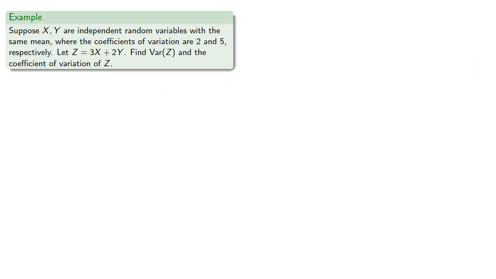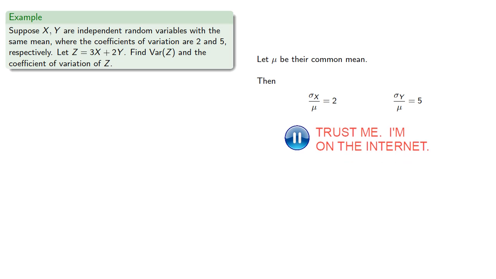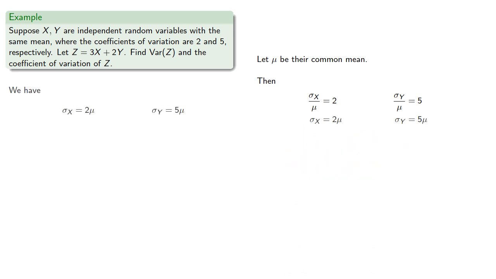Or suppose we have two random variables, and assume they're independent with the same mean, where we have coefficients of variation, say 2 and 5. Let's find the variance and the coefficient of variation. Let mu be their common mean. Then we know that the ratio of the standard deviations to the mean are 2 and 5. And that allows us to express the standard deviations in terms of the mean.